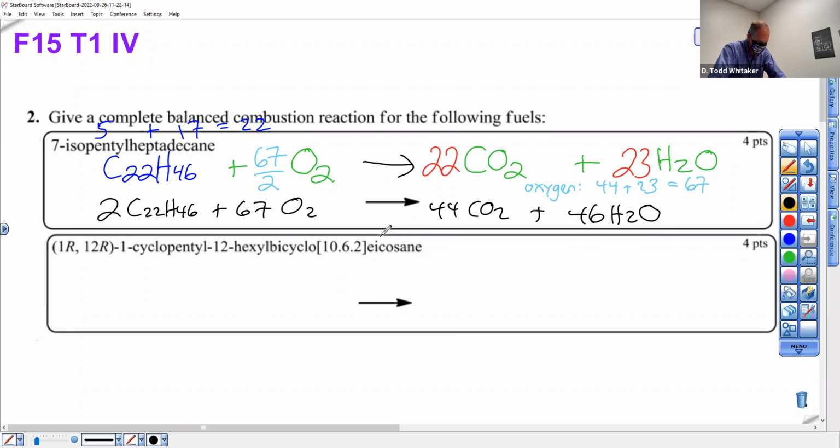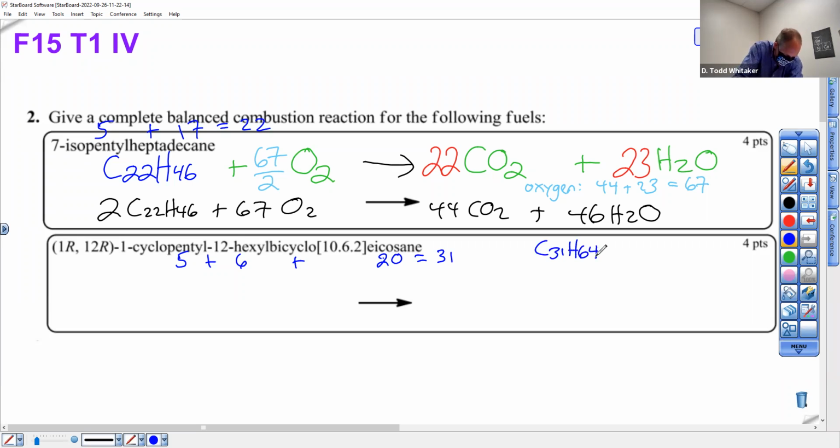Oh my goodness, what the heck is icosane? 20 carbons. What about a hexyl group? 6. How about a cyclopentyl? 5. So we need a total. And that's 31, right? Now, normally it's C31H64. 2 times 31 plus 2.